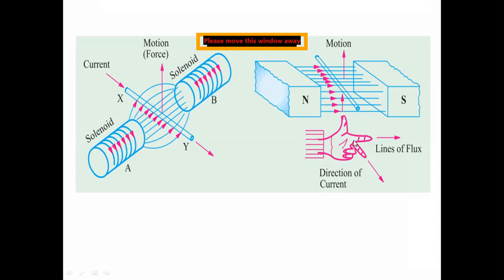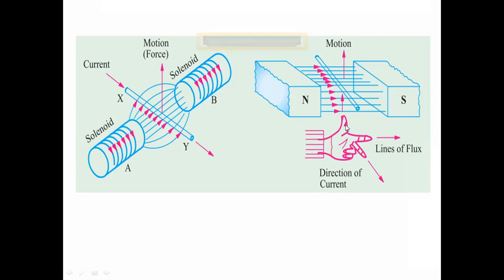By placing your left hand like this, the forefinger will represent the direction of the magnetic field, and the middle finger will represent the direction of the current in the conductor. These two are perpendicular, and whenever a current carrying conductor is placed in a magnetic field, the conductor will experience a force.